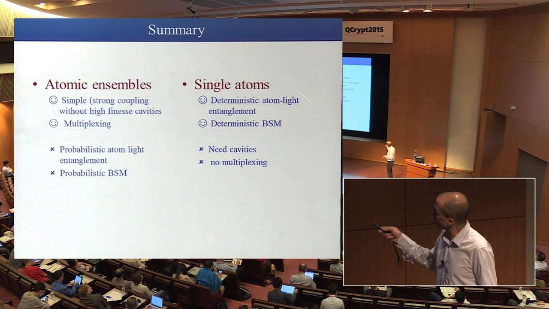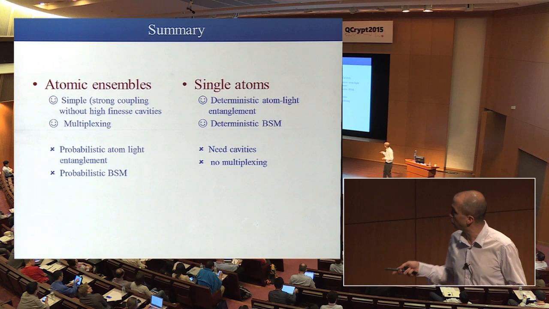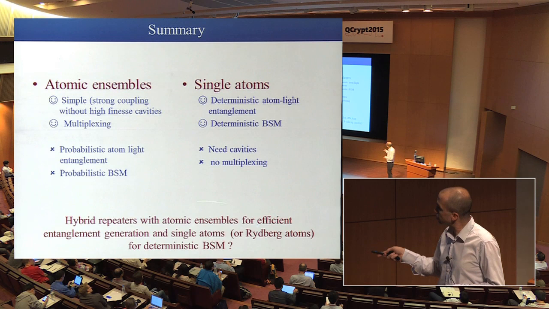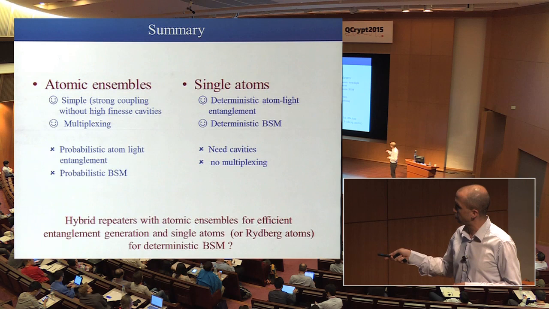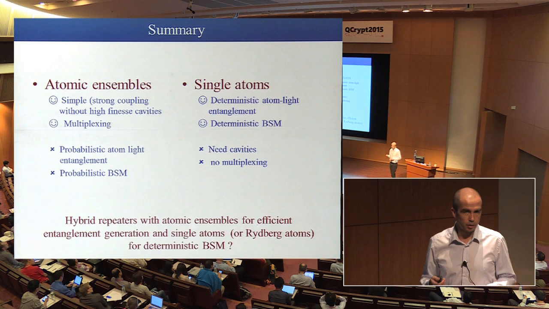With single atoms, you can have deterministic light-matter entanglement, in principle deterministic Bell state measurement, but you need cavities, and the multiplexing capabilities are also limited. So it would be nice to have some kind of hybrid system, where we could use ensembles for efficient generation over a single link, and then use single atoms or Rydberg atoms, which is something that I haven't talked about, but it's also possible to do the deterministic Bell state measurement.